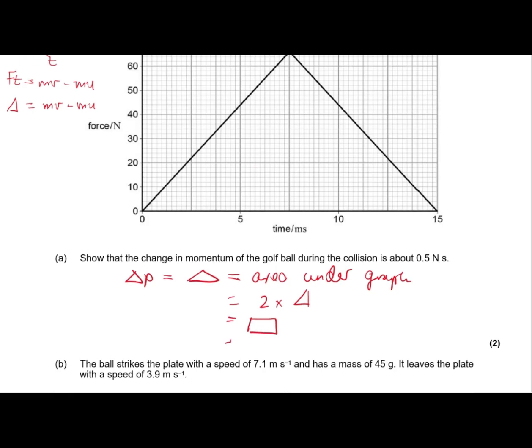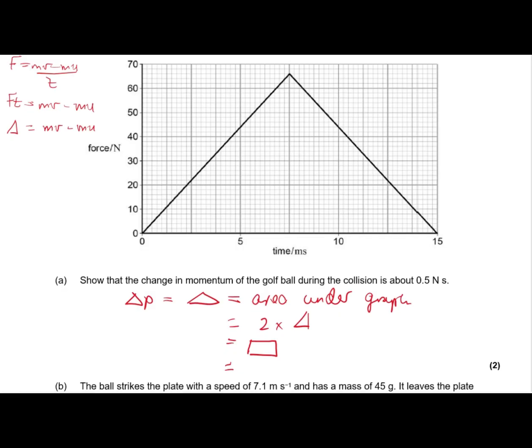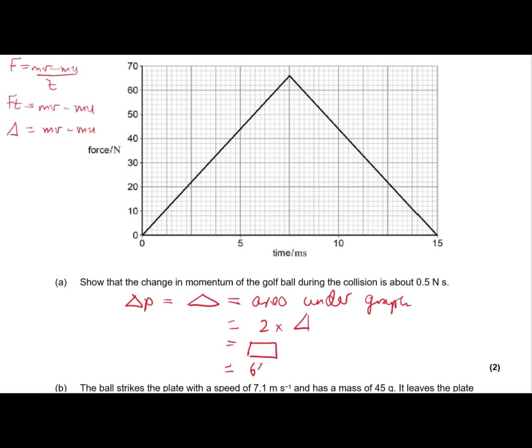So if you put the numbers in, I think the height is 70, looks like 75, maybe 70, sorry, 66, isn't it? So 66 for the height times the base, and the total in this case would be 7.5, because that's the halfway point, 7.5 times 10 to the minus 3. So if you put that in the calculator, you get 0.495. So that's a nice, easy start, just applying the facts.